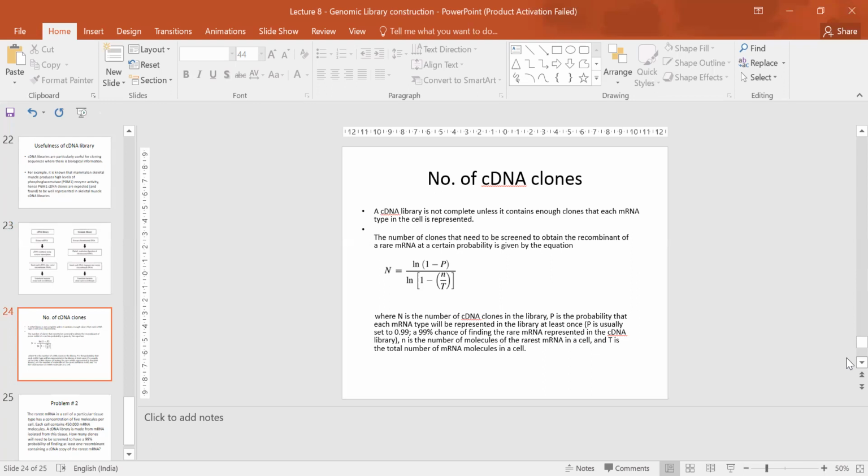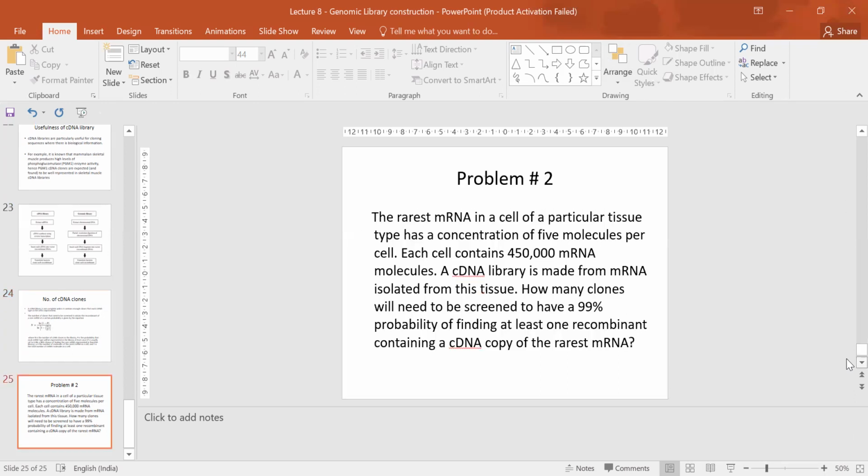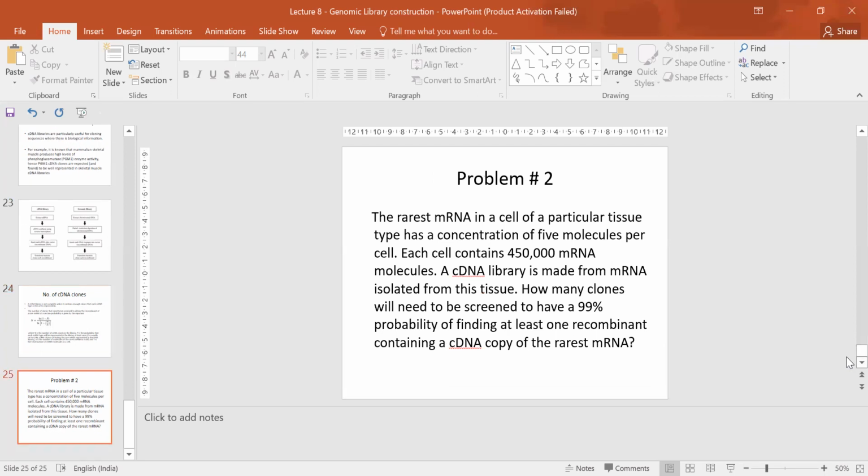So the formula is N = ln(1 - P) / ln(1 - n/T), where capital N is the number of cDNA clones, capital P is the probability, which we set at 0.99, that is, a 99% chance of identifying the mRNA representing the cDNA. Small n is the number of molecules of that mRNA present in the cell, and capital T is the total number of mRNA molecules present in the cell during that condition of incubation. So this is the second problem.